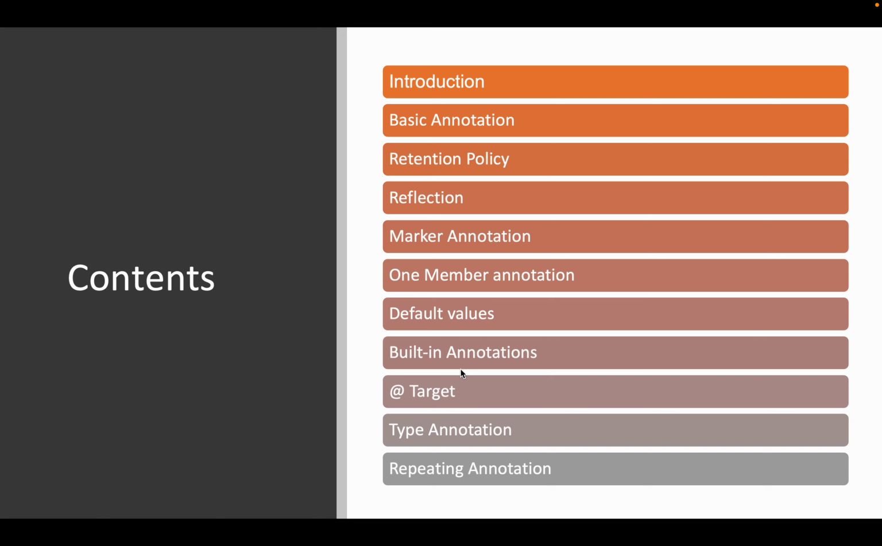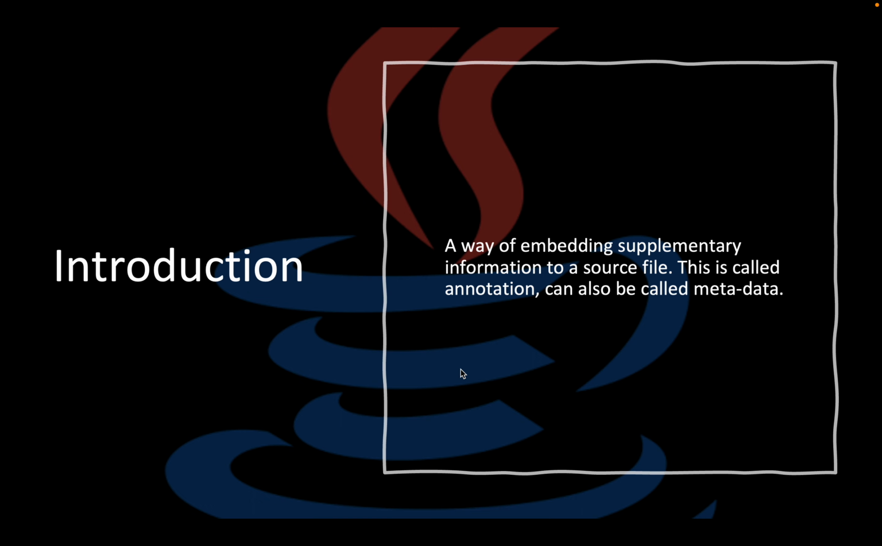So we are going to look at the following contents under annotation. There is a way of embedding supplementary information to our class, to our methods, to our file, and this is called an annotation, or you can also call it metadata. So you are adding additional information on something else. We will see as we go on how you can achieve that with Java.